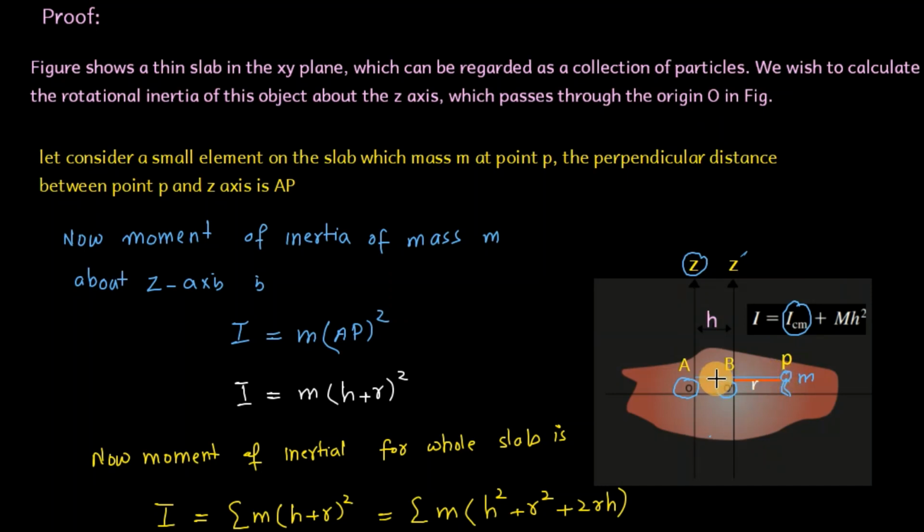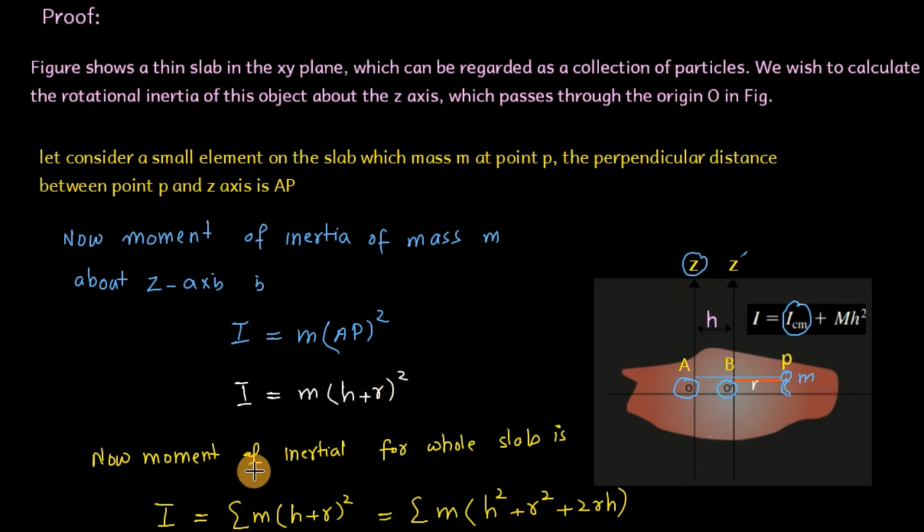So AP, the distance between this m and this arbitrary axis, is what? AP. So moment of inertia I equals m into AP whole square. But this AP is what? This AP is equal to AB plus BP, where AB is h and BP is our r. So rotational inertia I equals m AP whole square, or m into (h plus r) whole square.